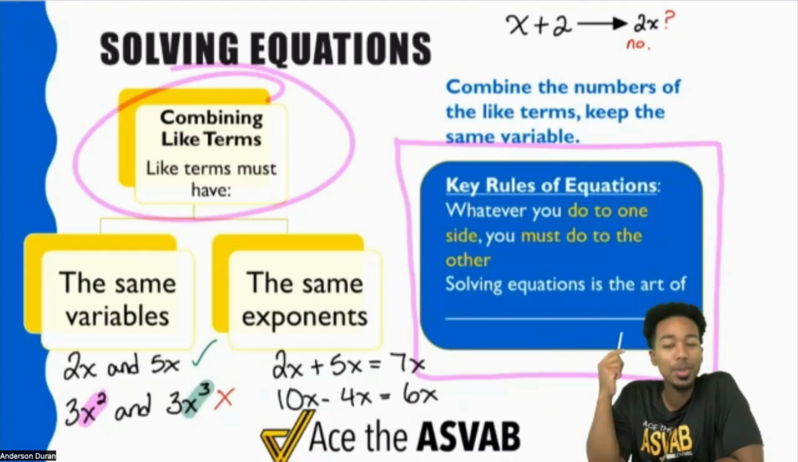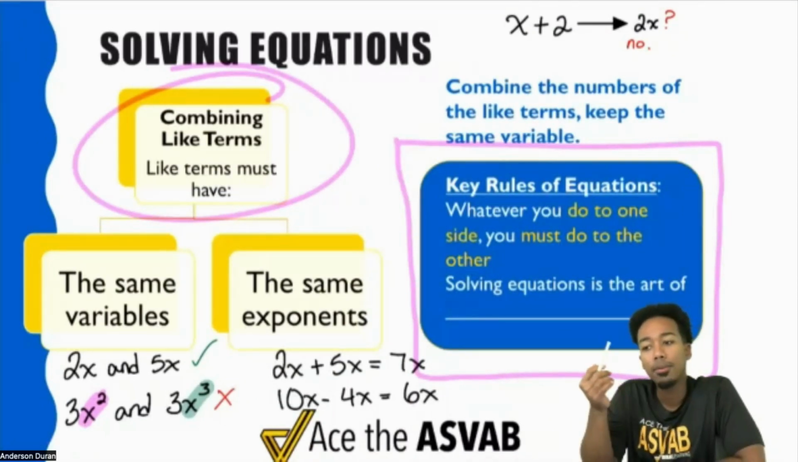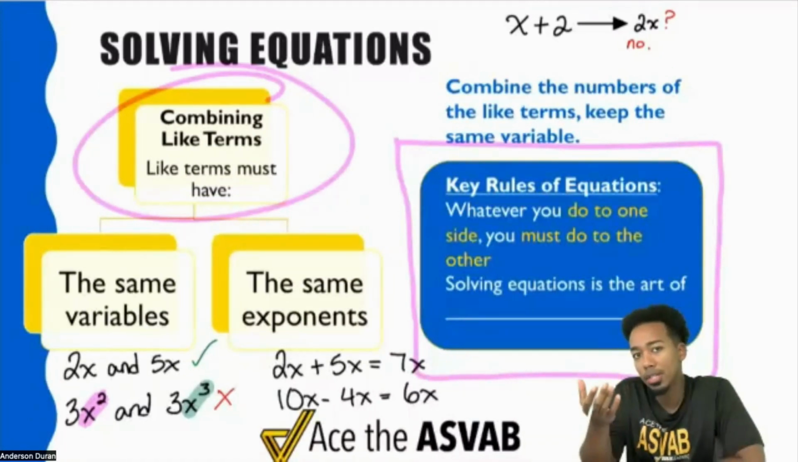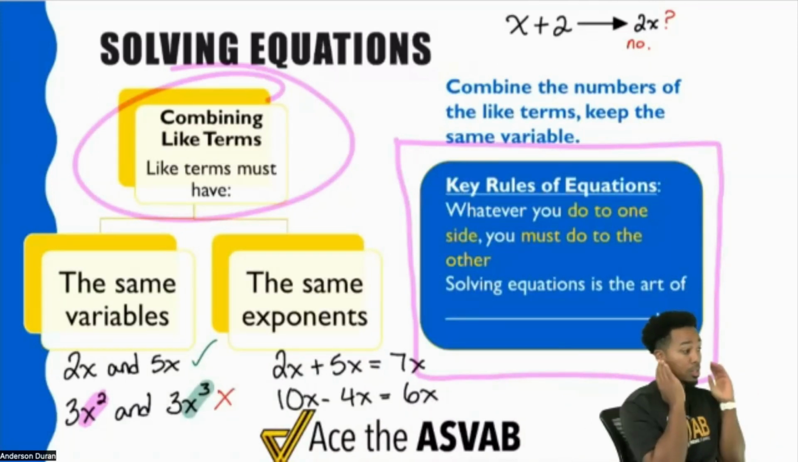Number one, when it comes to equations, whatever you do to one side, you do to the other. If you didn't know truly what an equation is, hear the phrase or the word, equation, equal. An equation is basically saying that it's a statement of balance. It's a statement of balance, that's all it is. This side equals this side.